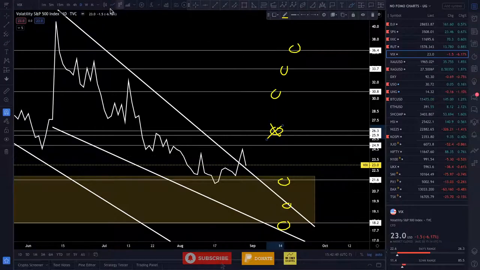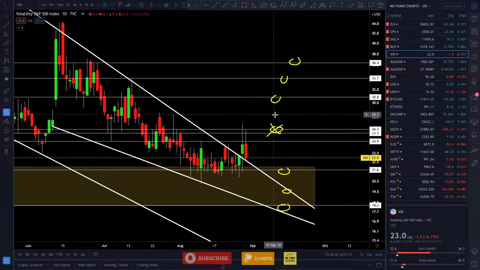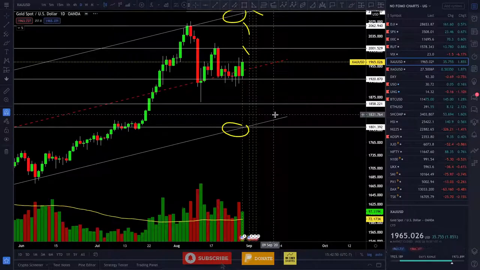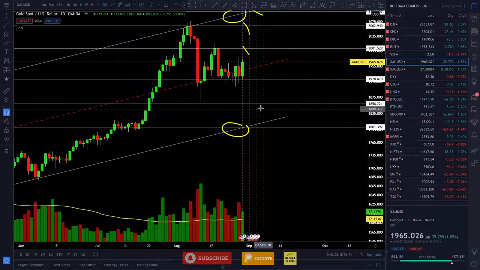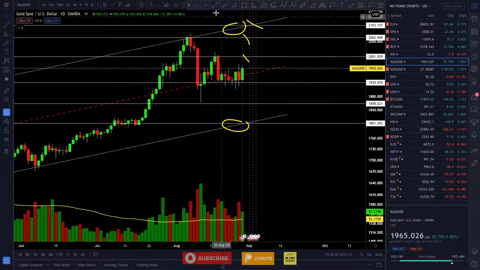So just want to watch out for that. VIX, just remember that VIX doesn't work 100% of the time. So we can't really only use charts on VIX. Okay, next we go into gold, XAU, USD, gold.